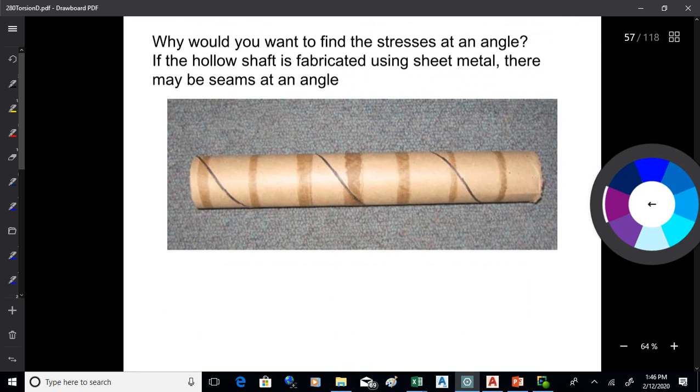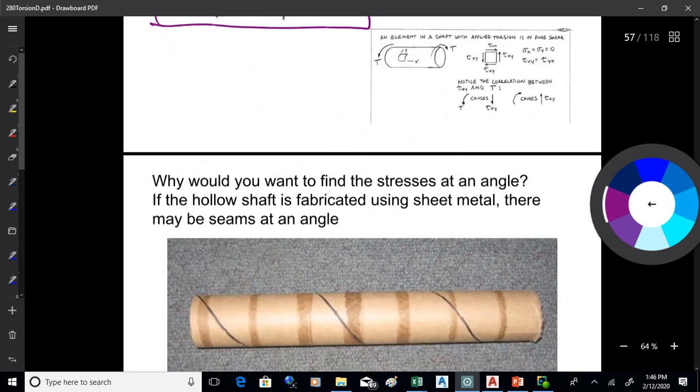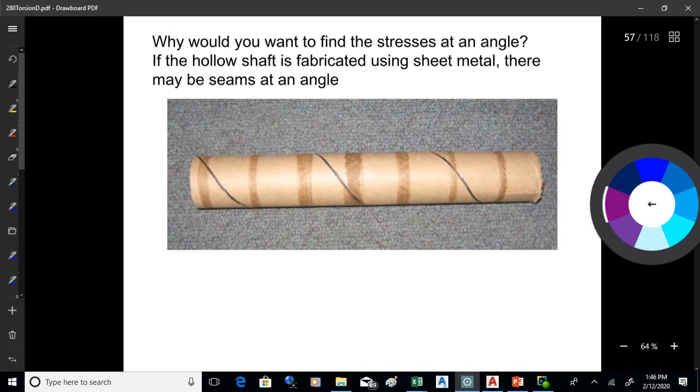All right. Now, again, you might always ask this question, why do I want to know stresses at an angle? Well, a lot of torsion shafts, as it turns out, are hollow. And one way to make those is to take plate and kind of wrap it at an angle. So once again, here's just an example. You might have seams running across your plate. So you might want to know what the stress is on that plane there, okay? Depending on how you fabricated it.